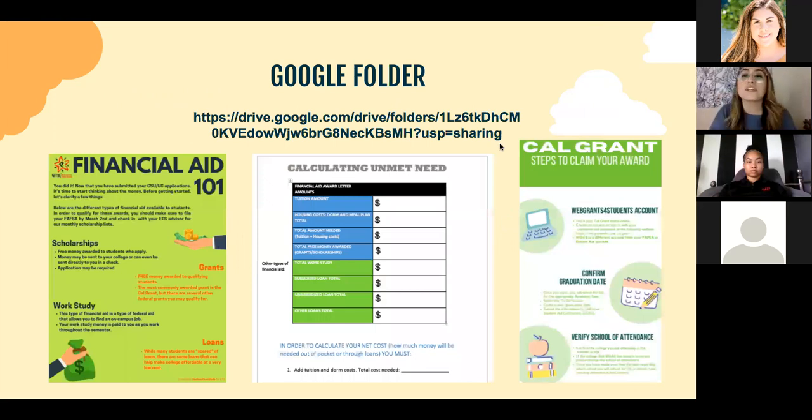And so here we have the Google folder, which has all the great resources for you all. I'm going to drop this in the chat so that you have that link. If you click on it, you'll have access to it. And these are the different worksheets that we have on there. The first one is the Financial Aid 101 term sheet. So if you're forgetting what types of financial aid there are, we have here the scholarship, grants, work study, and loans, and a little bit of what they are, right?